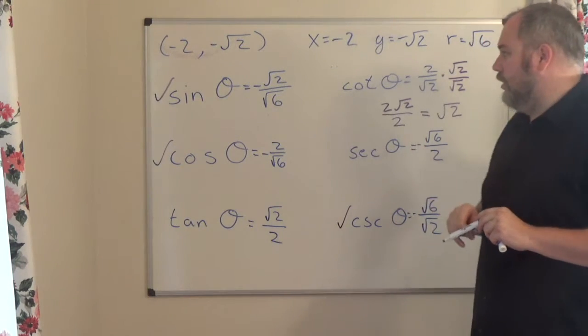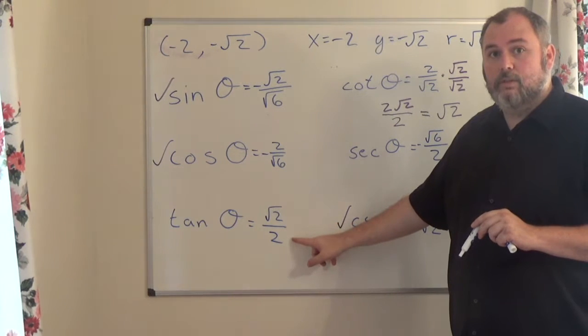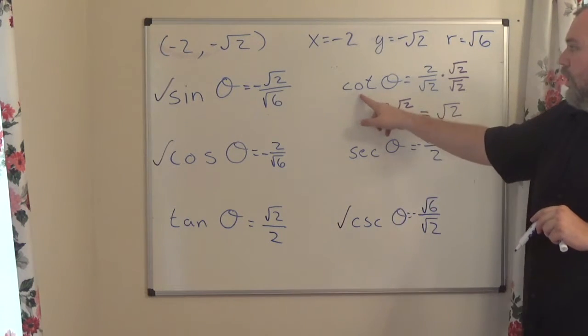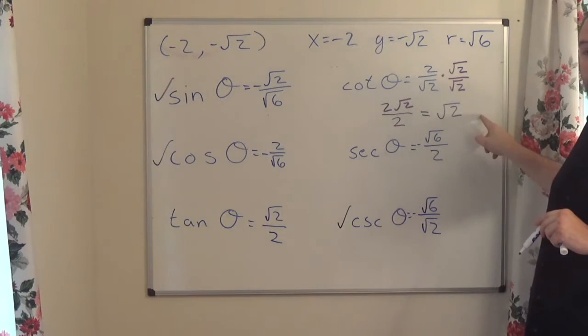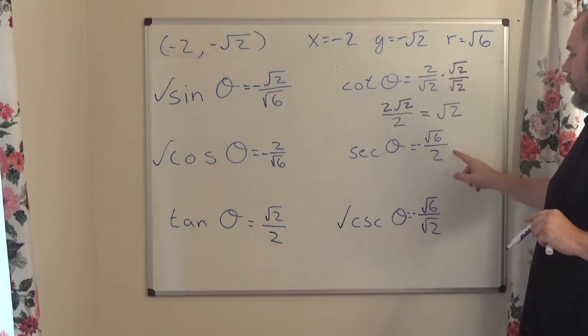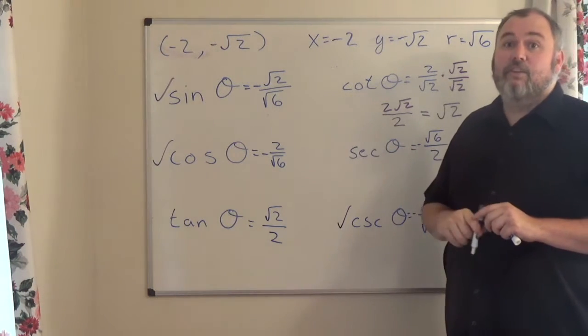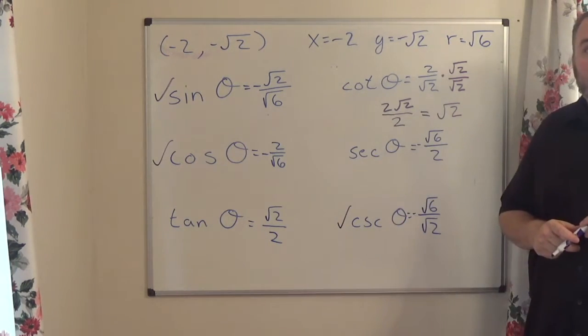So, just to remember, as of right now, your answer for tangent is square root of 2 over 2. Your answer for cotangent is going to be just square root of 2. And your answer for secant is the negative square root of 6 over 2. And what we've got to do now in the next part of the video is simplify the remaining three.